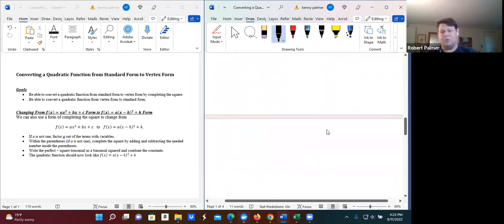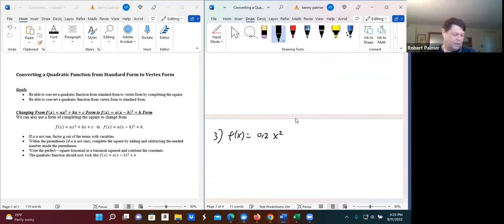All right, let's do one more of these. This time let's do one that involves a decimal, because that may look strange at first, but as we'll see, it's going to work the same way as the one we just did. So we have 0.2x squared minus 1.6x plus 1.